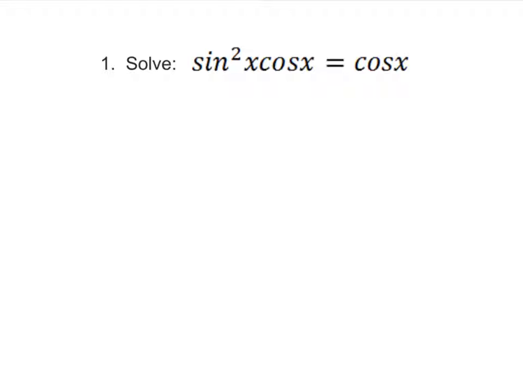Alright, so our first equation that we're going to look at here is sine squared x cosine x is equal to cosine x. The first thing that we want to do is we see that this equation is in terms of both sine and cosine, and really we only want to use one trig function. So let's go ahead and rewrite sine squared using our Pythagorean identity into 1 minus cosine squared x.